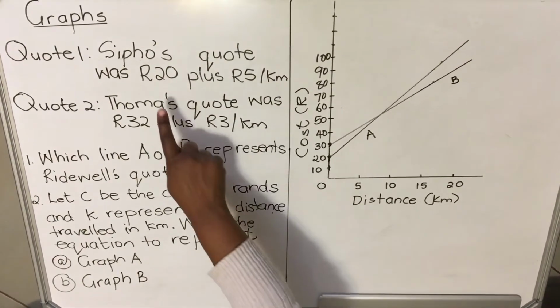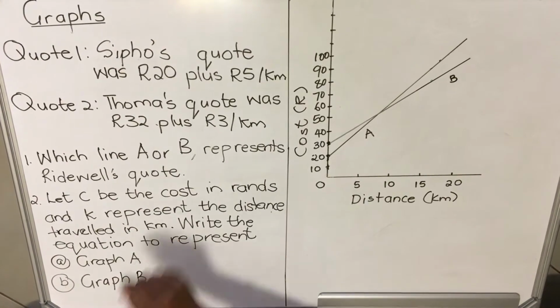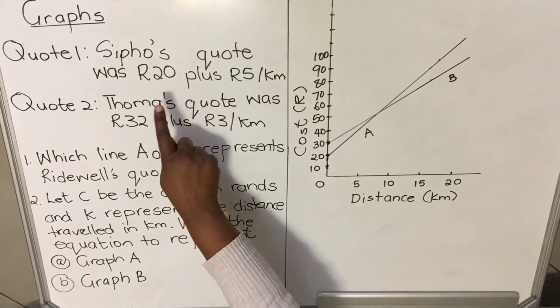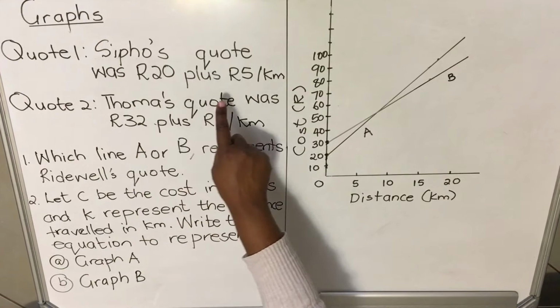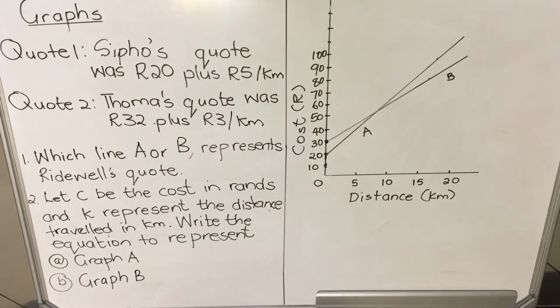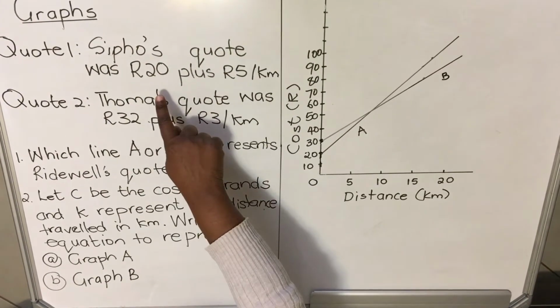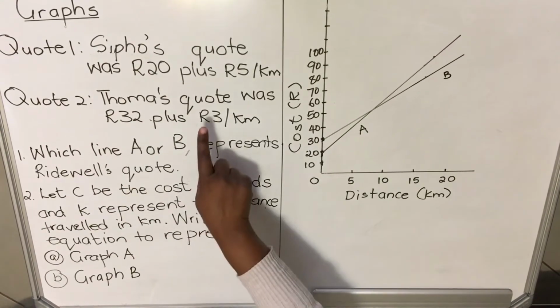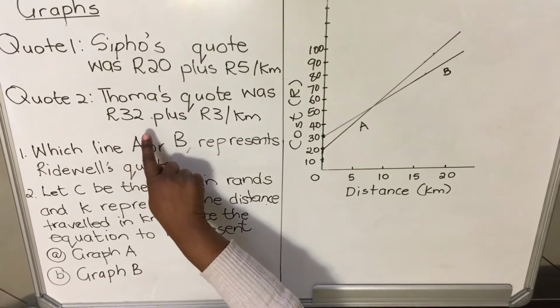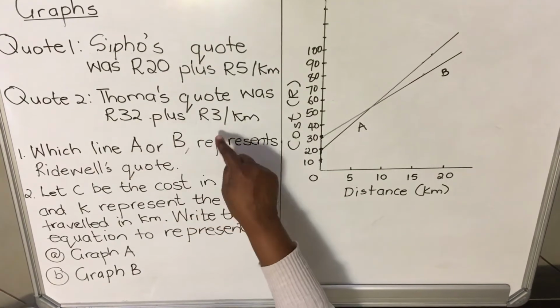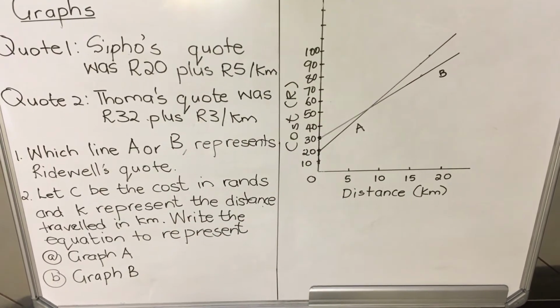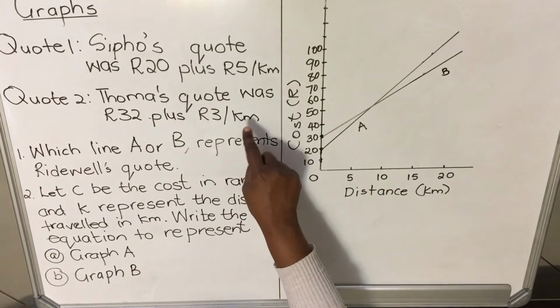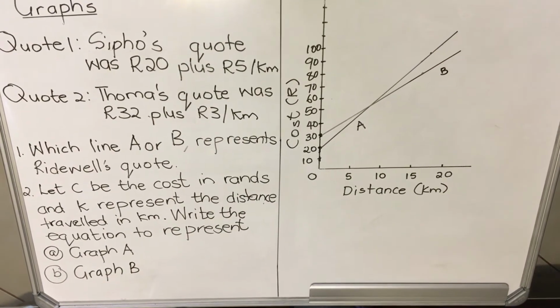So here, this is a quotation from SIPO. SIPO quotes them that you're going to pay 20 Rand upfront, and then for every 5 kilometers, you're going to pay 5 Rand extra from the 20 Rand. And then quotation 2 is from Thomas. Thomas quotes them that you're going to pay 32 Rand upfront, and then for every 3 kilometers that you travel, you're going to pay 3 Rand. For every kilometer, you pay 3 Rand. So let's look at the graph.